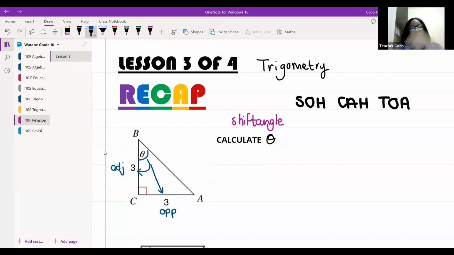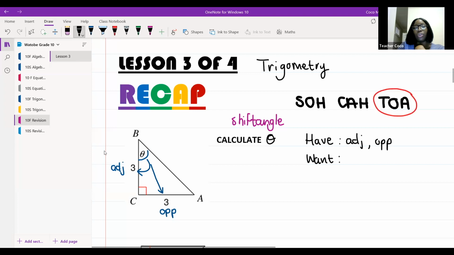All right, so Funzo, between soh, cah and toa, which one are we using? Toa, which is tan. Good, it's toa, which is tan. So I have my adjacent side and I have my opposite side. And what am I looking for? What do I want? I want my angle. Good, we're looking for our angle. So if we're looking for our angle, what are we going to click on our calculator? Shift. Good, we're going to click shift. All right, so if we use tan, I want you to tell me, what am I going to write?